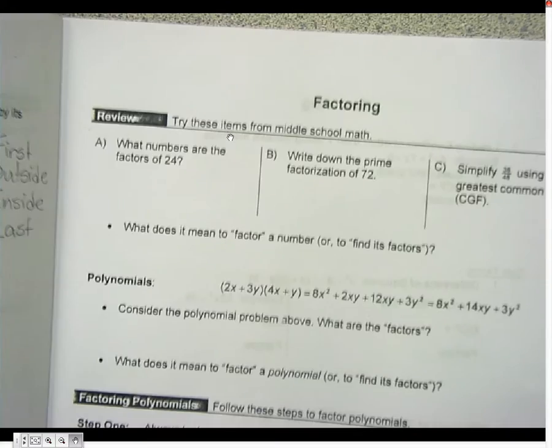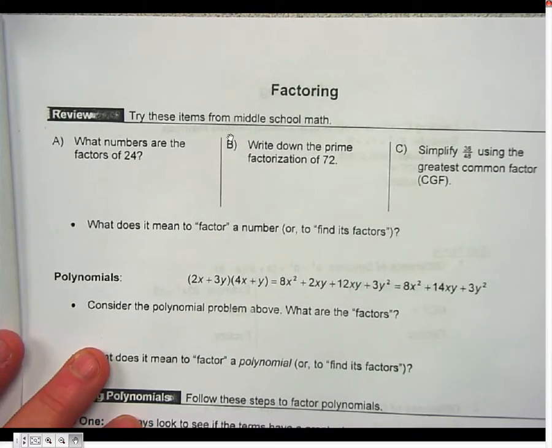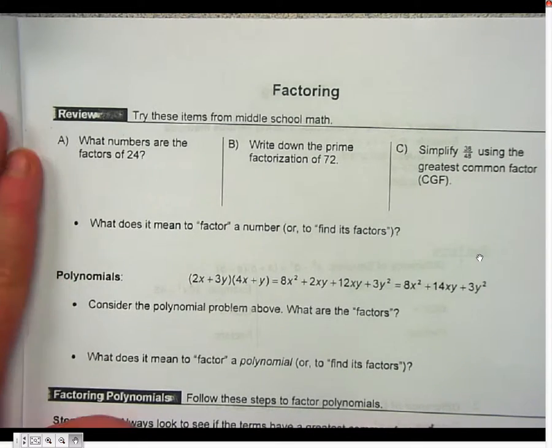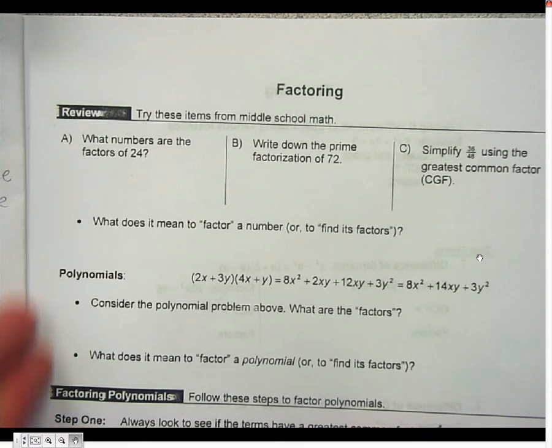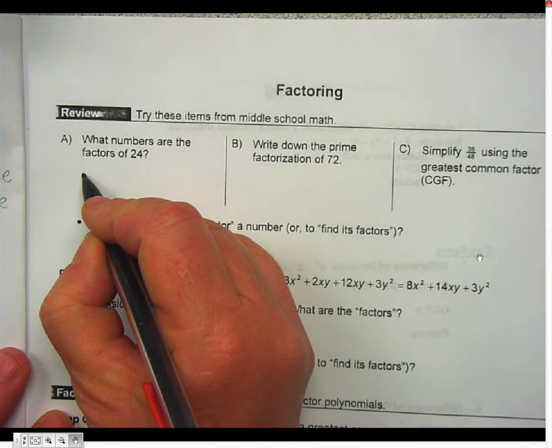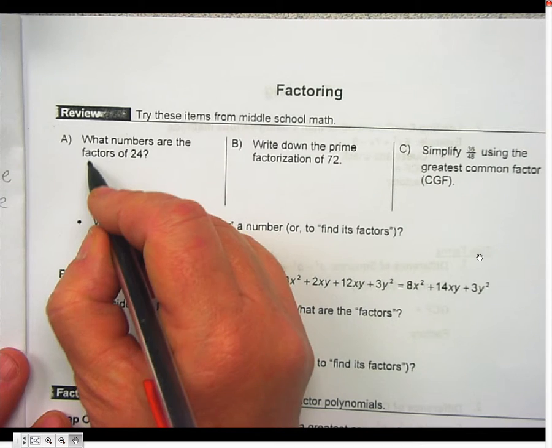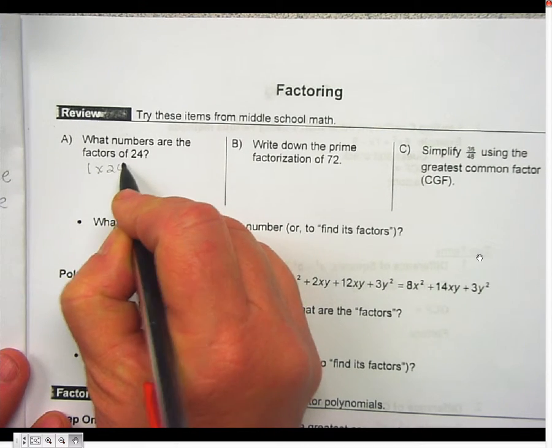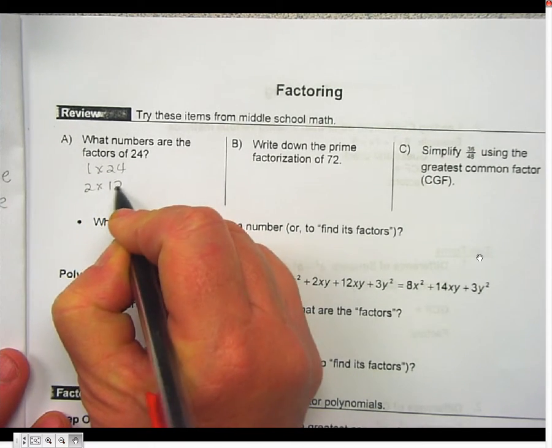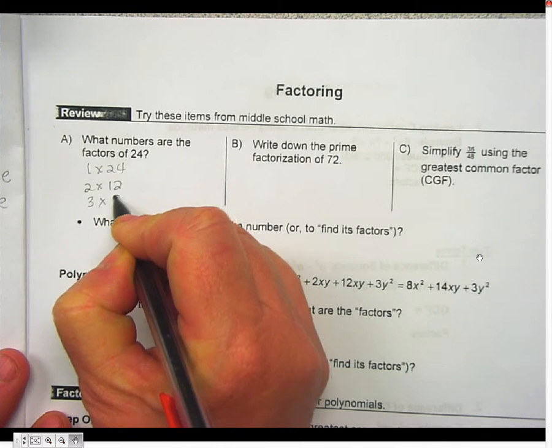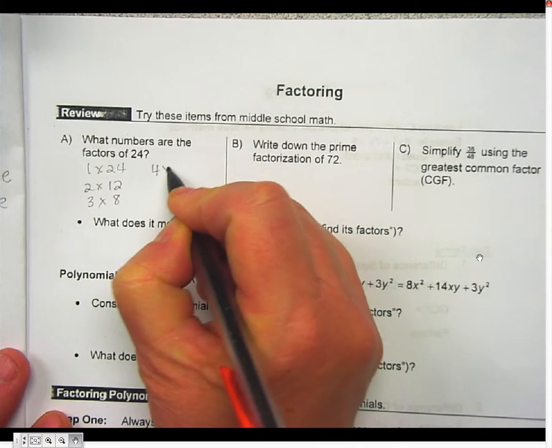Okay. So, you remember how to find the factors of a number like 24? What are the factors of 24? All right, let's start with 1. 1 times what would be 24? 1, 24. Okay, and then 2 times 12, 3 times 8, 4 times 6.